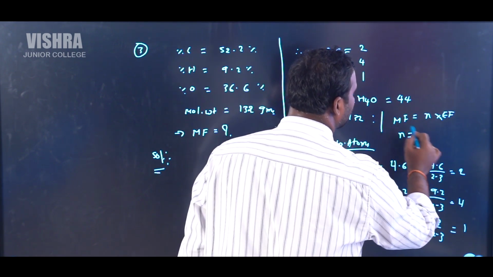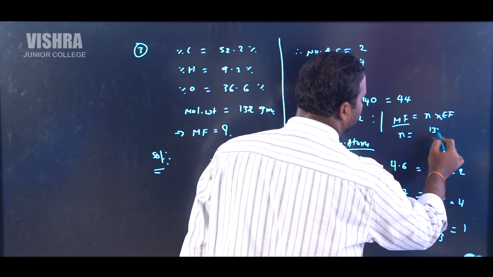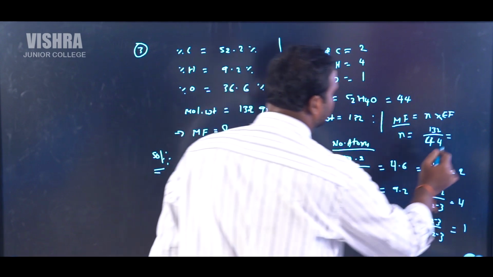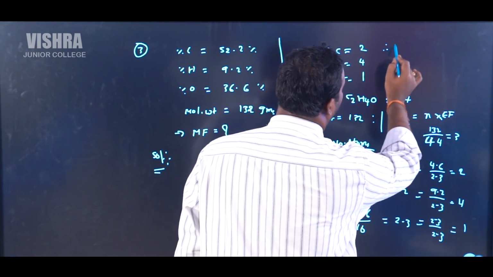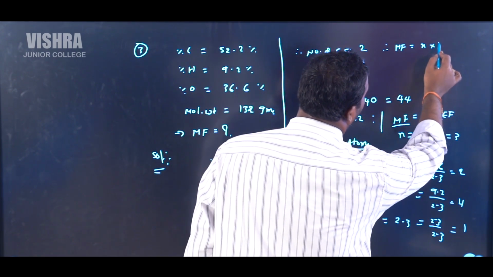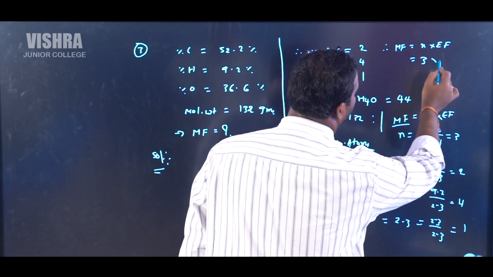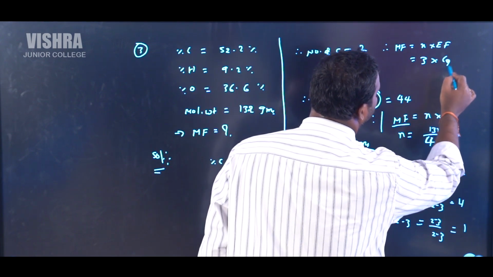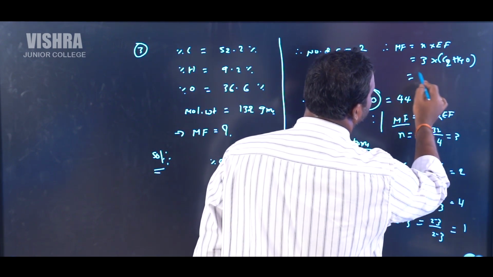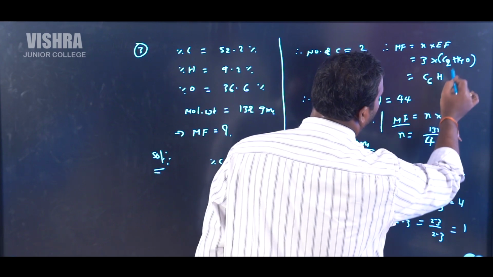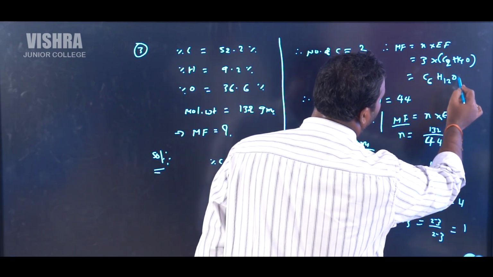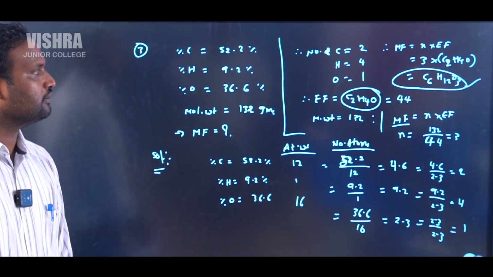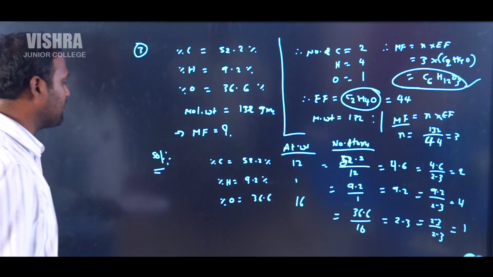Already we know one relation, that the molecular formula is equal to n into the empirical formula. Find the n value. n is equal to the molecular formula weight, 132, by the empirical formula weight, 44. That is equal to 3. So the molecular formula is n into the empirical formula, that is 3 into C2H4O, then it becomes C6, 3 into 4 is H12, and the number of oxygen atoms is 3. So this is the molecular formula of the compound, C6H12O3. In this case, see the given 4 options.